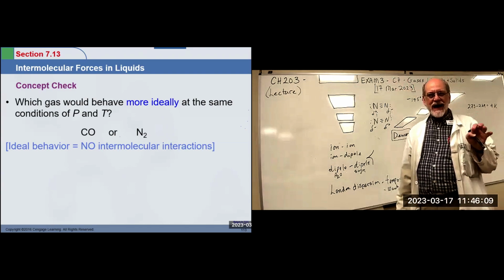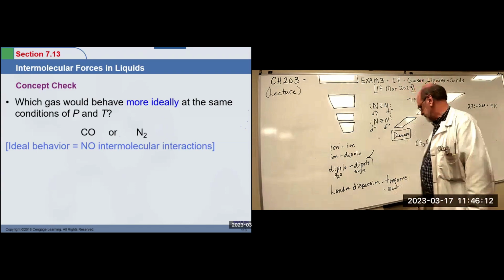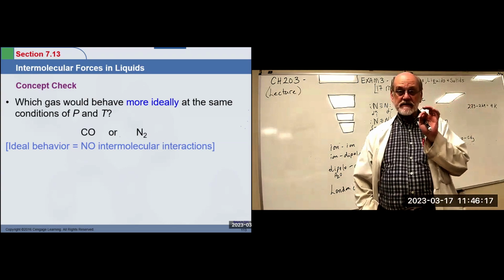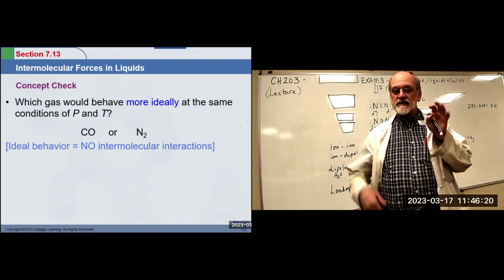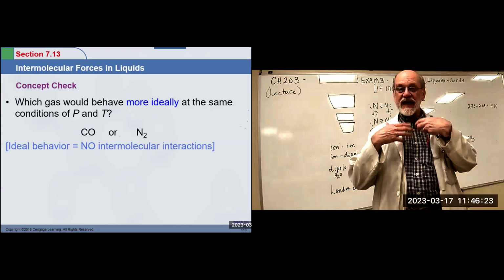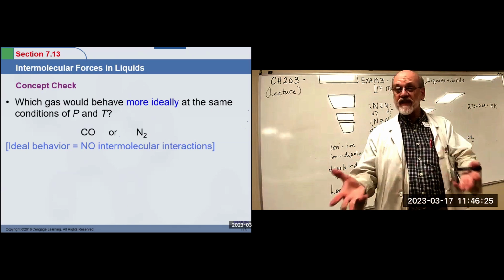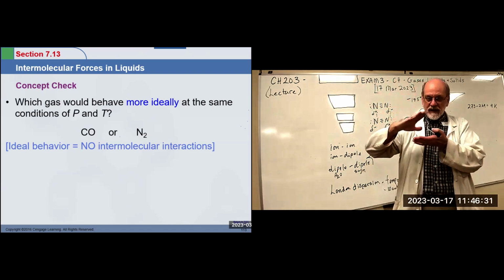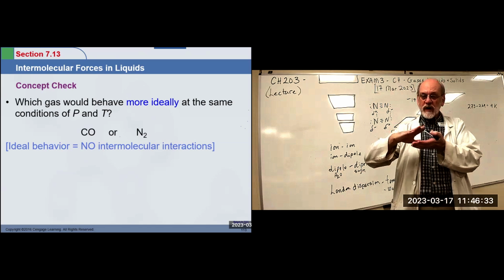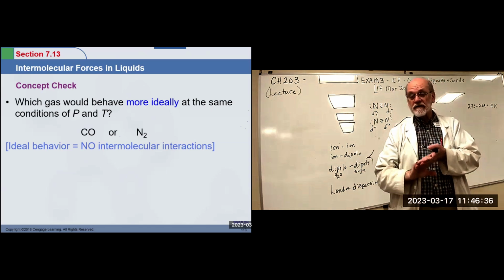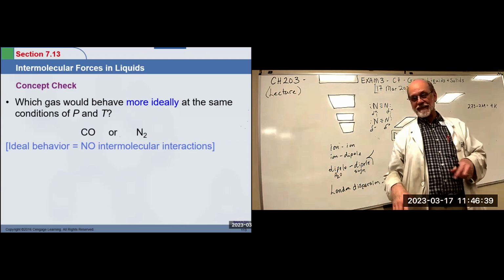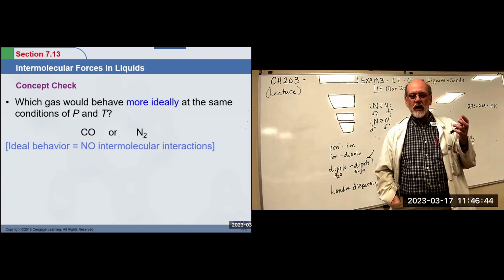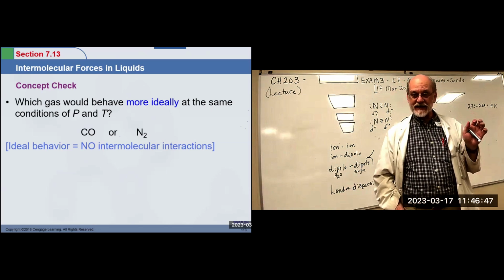So what do we mean by ideal behavior in a gas? Ideal behavior is a behavior in which the gas behaves as if it were not even there. In other words, we can compress the gas and cool it, and it will stay a gas all the way down until there's no volume there. Okay? That's ideal behavior.